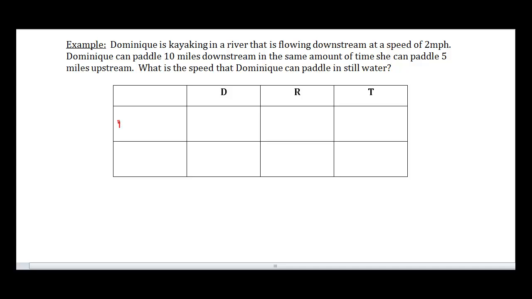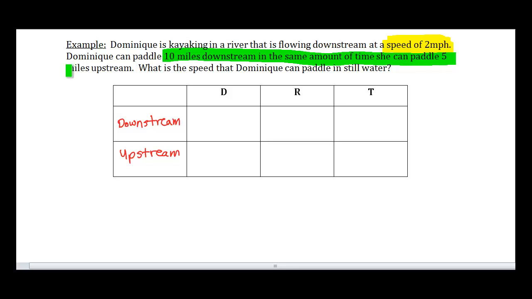She's going downstream and upstream. And the stream is going 2 miles per hour. All right, so that's important, right? Speed of the stream is 2 miles per hour. It says she can paddle 10 miles downstream in the same amount of time it takes her to do 5 miles upstream. All right, so that gives us the distance. I'm going to go ahead and put my distance. So downstream, 10 miles, upstream, 5 miles.